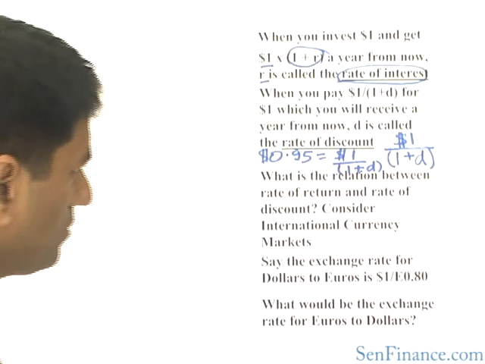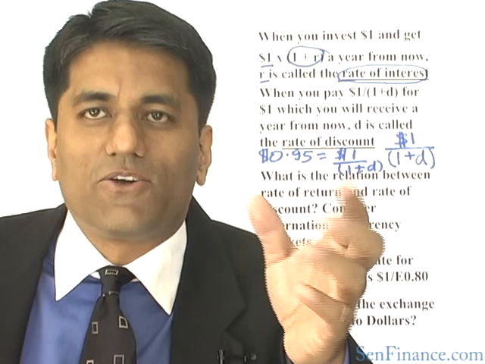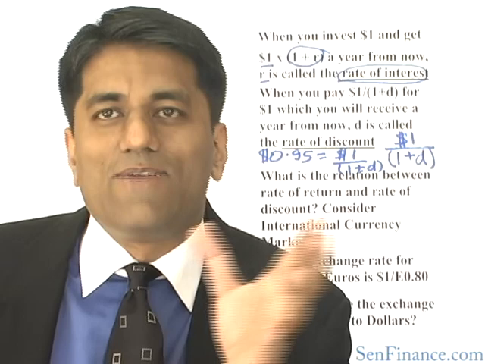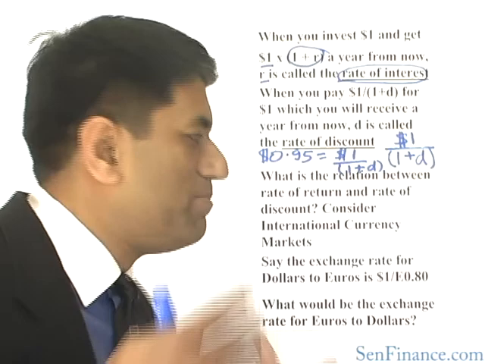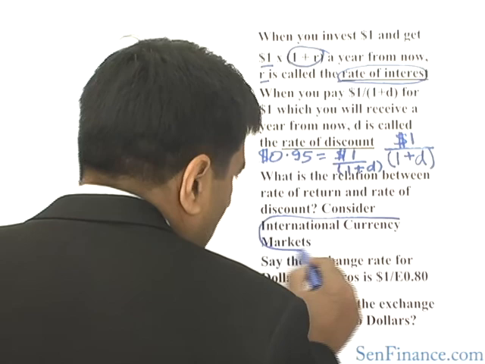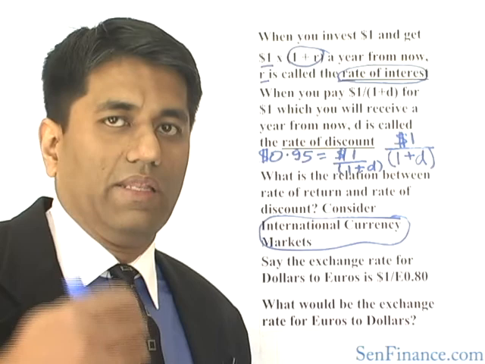Now, if it was so that you needed to understand only the rate of interest, or you needed to understand only the rate of discount, then your work would become half, right? You wouldn't have to understand both, you just have to understand one. So let's see if there is a way in which you just have to understand one of them. So what we do is we try to answer this question by thinking about the international currency market. Now you may be wondering, what does the international currency market have to do with lending money and borrowing money? And you're going to find out.